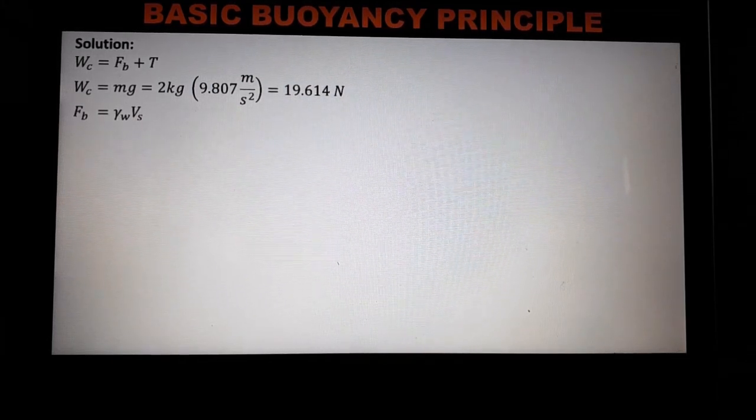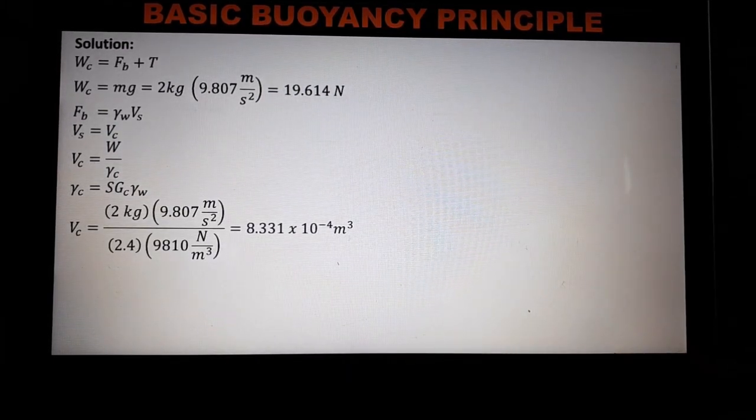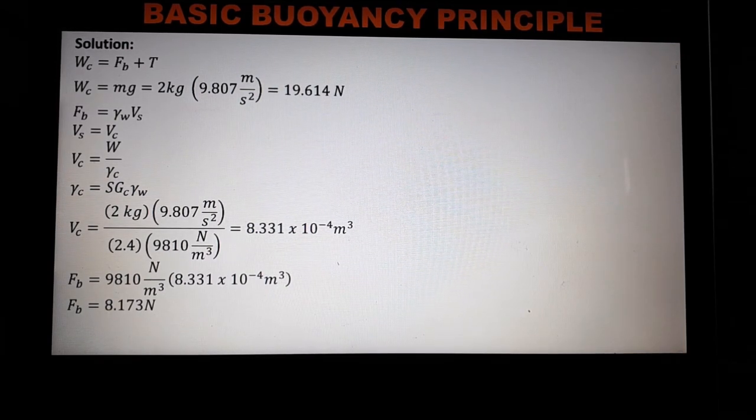For the buoyant force, it is equal to the specific weight of the water times the volume submerged, while the volume of the concrete submerged is equal to the volume of the concrete since the object will be completely submerged in the fluid. So therefore, the volume of the concrete is equal to the weight over the specific weight of the concrete. And the specific weight of the concrete is equal to the specific gravity of the concrete times the specific weight of the water. So substituting the values, the volume of the concrete is equal to 8.331 times 10 raised to the negative 4 cubic meter. And solving for the buoyant force, the buoyant force is equal to 8.173 Newton.